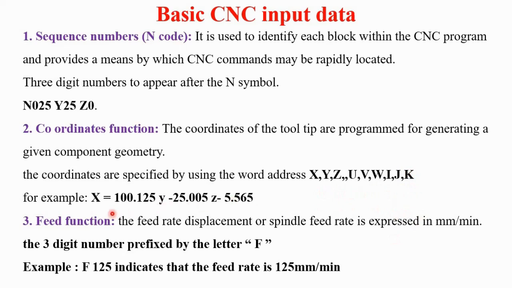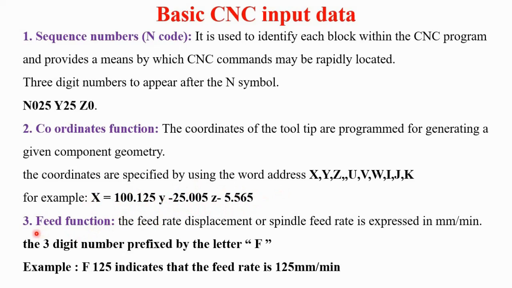For example, X equals 100.125, Y equals minus 25.005, Z equals minus 5.55565. This is the coordinate of a point, represented here.